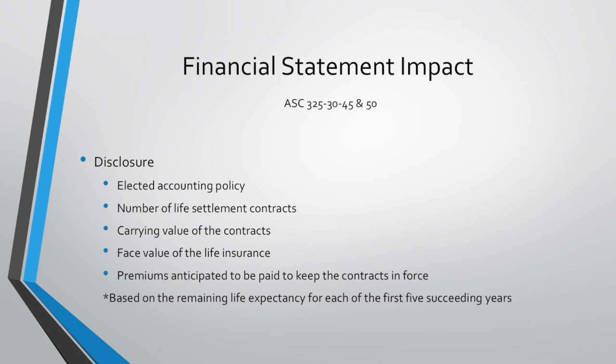Management is required to disclose the following: the elected accounting policy, the number of life settlement contracts, the carrying value of these contracts, the face value of the life insurance policy, the premiums anticipated to be paid to keep the contracts in force. All of these are based on the remaining life expectancy for each of the first 5 succeeding years. Now, I'll hand it back over to Christian for the suggested journal entries.